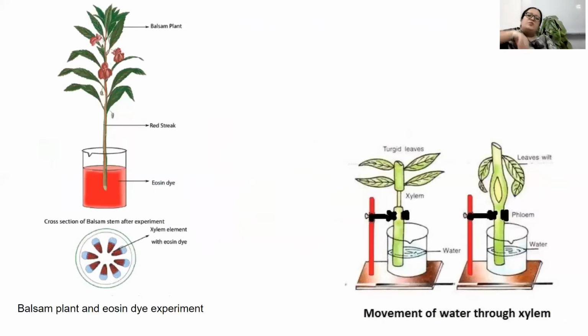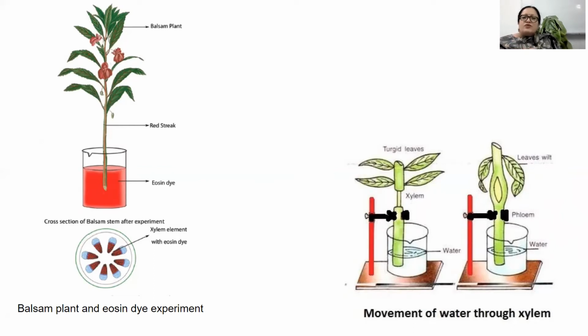Okay, the next experimental setup tells you that the xylem in the root absorbs water. Now, you have the first experimental setup, a balsam plant, which has been kept in a beaker full of eosin dye. When you place a balsam plant in eosin dye, the roots, as you can see, have been removed. So the twig has been placed here. The xylem will absorb water because the leaves are going to transpire.